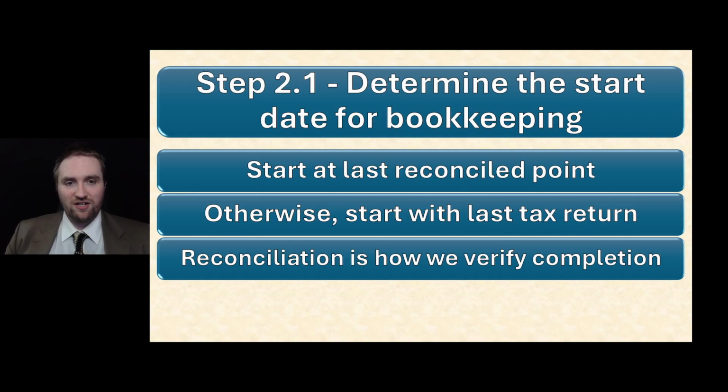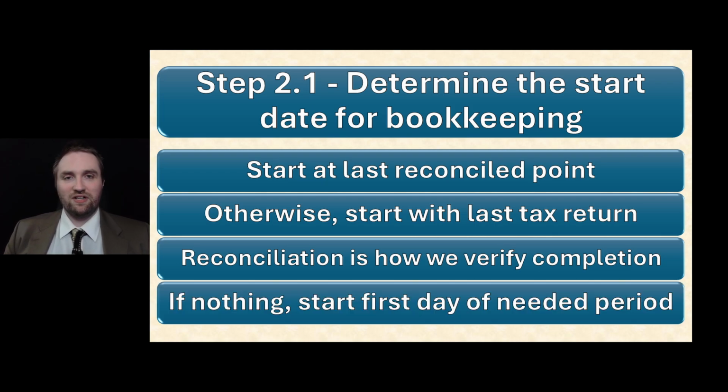If there's no reconciliation, we use the tax return, because the tax return is the last time the business's books were verified to be complete. So, to determine the start date, we figure out when the books were last verified to be complete, and then we start the day after that. If there's absolutely nothing, then just start fresh on the first day of the period needed for taxes or legal compliance. In all likelihood, this is probably January 1st for those that need the entire calendar year.